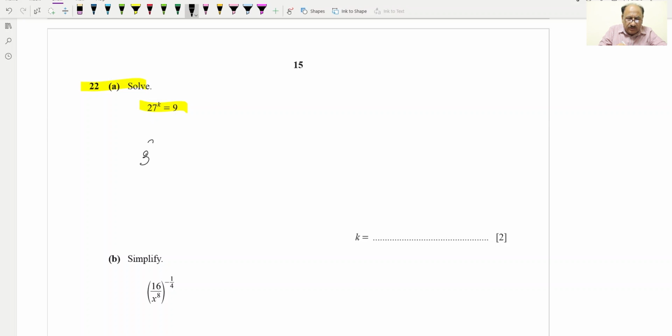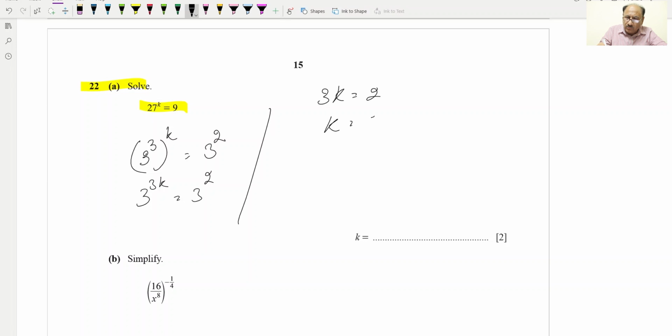We can write 3 raised to 3, whole raised to the power k, is equal to 3 squared, and this can be written as 3 raised to 3k is equal to 3 squared. Bases are same, so powers can be compared, so we can leave the bases. So we can write 3k is equal to 2 and k is equal to 2 by 3. This will be our answer. k is equal to 2 by 3.